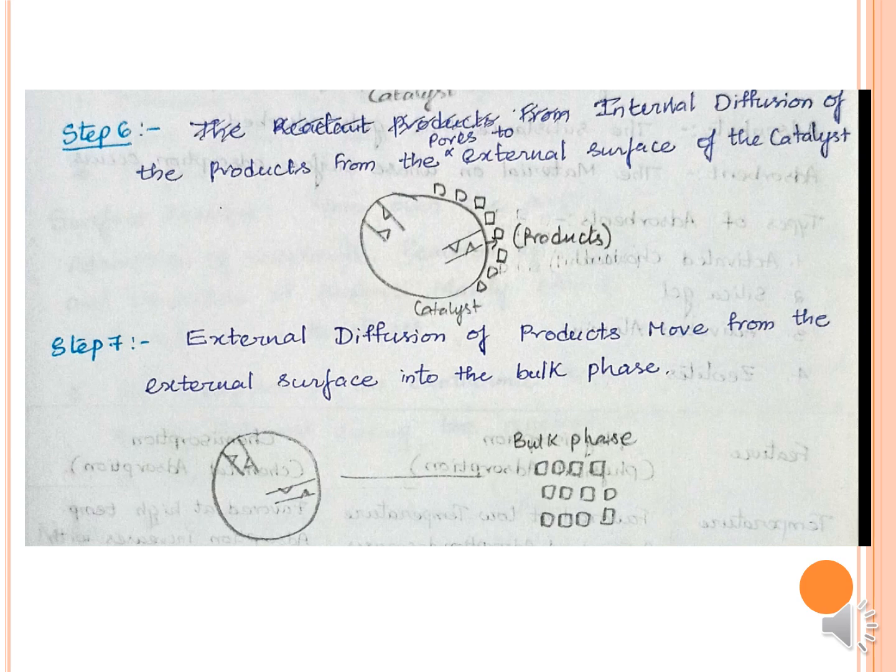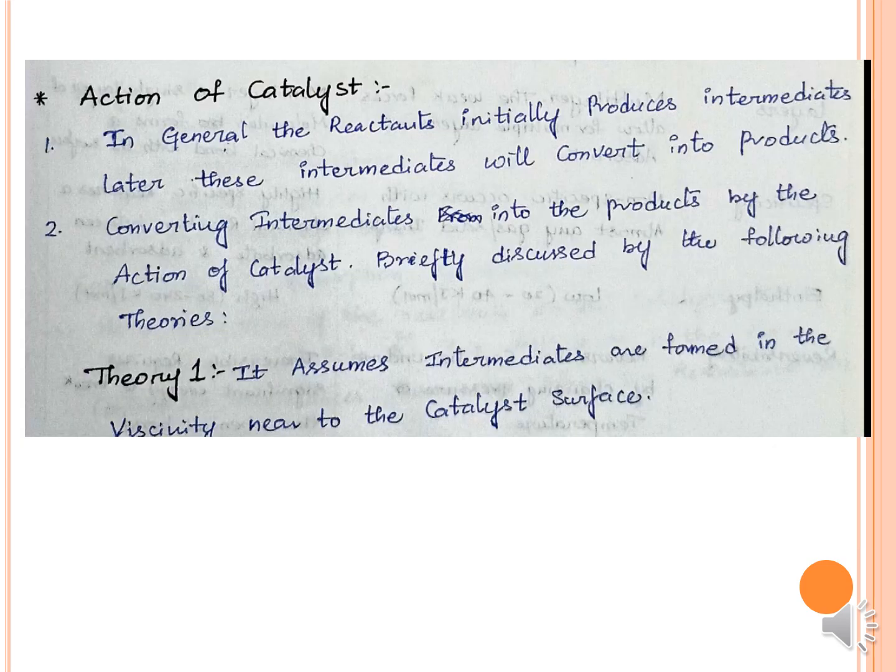Now during step 7, external diffusion of the products. The products are diffused from here to the bulk phase. That is called the bulk phase. External diffusion of the products moves from the external surface to the bulk phase.